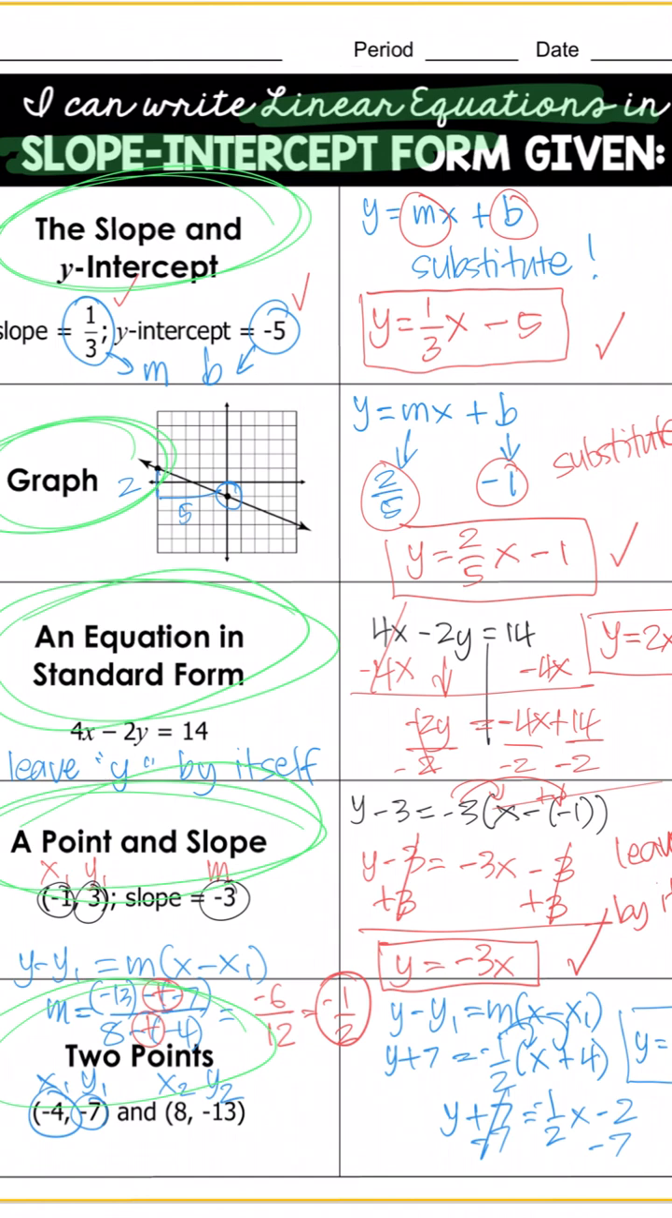All right, so by the way, there's a certain correction in here. In the graph example, we forgot to put the negative sign on the slope 2 over 5. So our equation must be y equals negative 2 over 5x minus 1. So make sure you are always careful on how you write your equations.